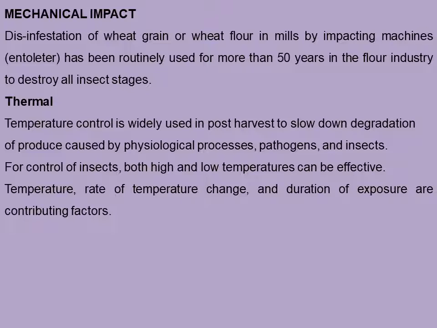Thermal. Temperature control is widely used in post-harvest to slow down degradation of produce caused by physiological processes, pathogens and insects. For control of insects, both high and low temperature can be effective. Temperature, rate of temperature change and duration of exposure are contributing factors.